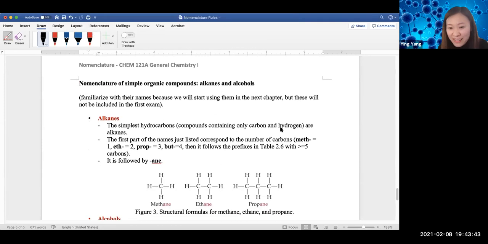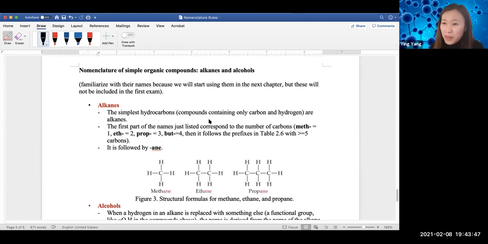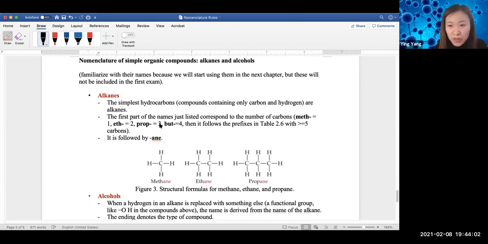The last part, the last page of it, we're not going to test you on the exam, but in the next few chapters, we are going to talk a lot about these compounds. So when I say the name, you need to know what they are. So we introduced two different kinds, alkanes and alcohols. And what defines organic compounds versus inorganic compounds?